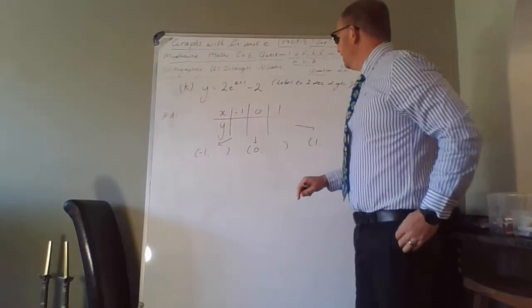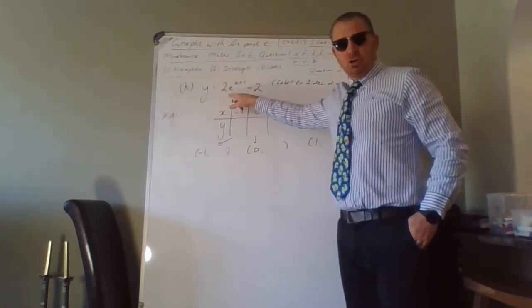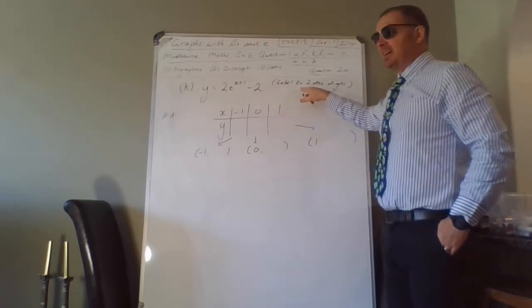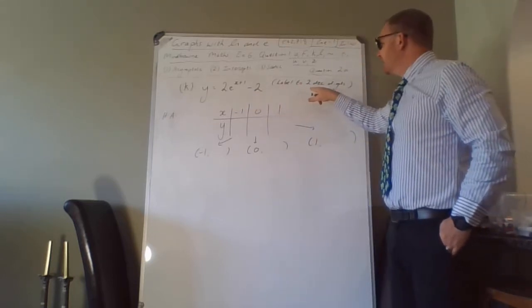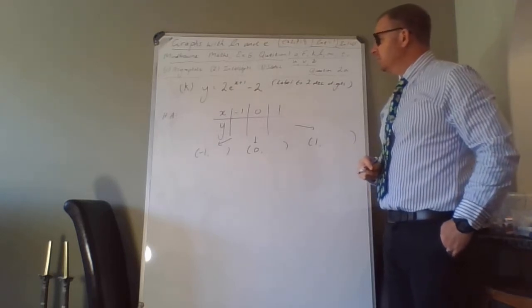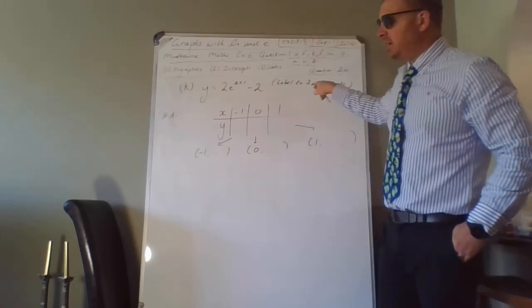Right. The next one we're doing is k. You've got to sketch y is equal to 2e to the x plus 1, minus 2. And I want you in this case not to label it in terms of e, but label your key points correct to 2 decimal digits. Right, the first thing, what's the horizontal asymptote? Give this a go. Try it first.